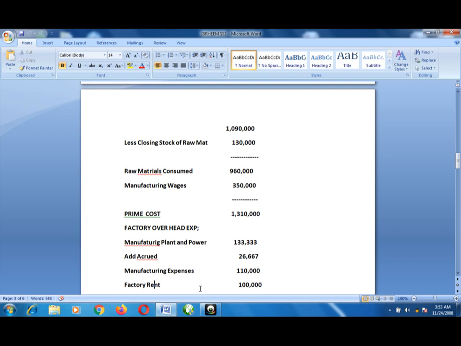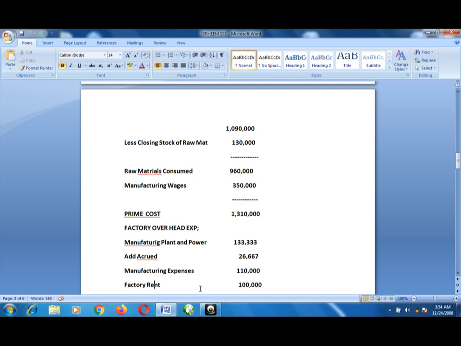133,333. And before you close that one, you have another additional information, item C, an accrual for light and power of 40,000 naira is to be made on 31st December. And when you have light and power, you now take 2/3 of the accrual, which is 40,000, and that will give us 26,667. You add it to this figure, and you now move on to the manufacturing expenses.